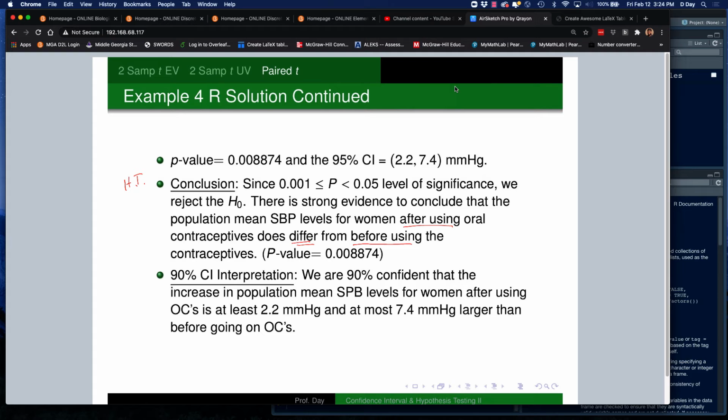The interpretation for the confidence interval, obviously we see an increase with that as well. It says we are 90% confident that the increase in population mean SPB levels for women after using OCs is at least 2.2 millimeters of mercury, and at most 7.4 millimeters of mercury larger than before going on OCs.